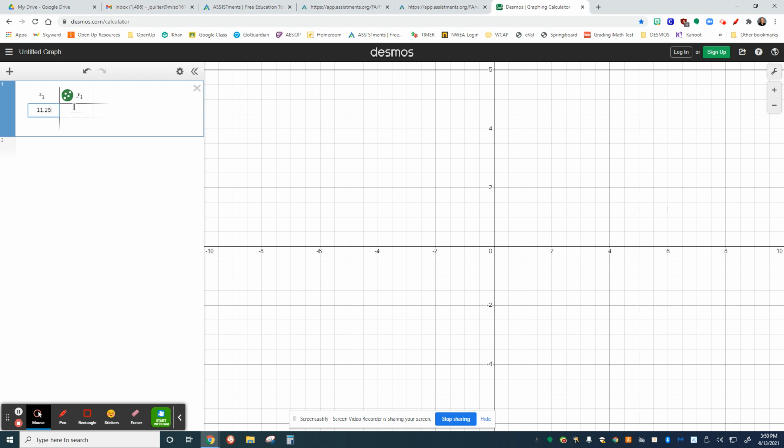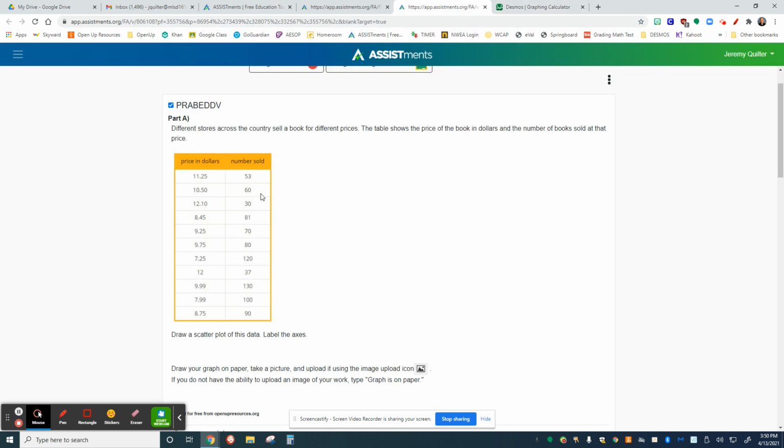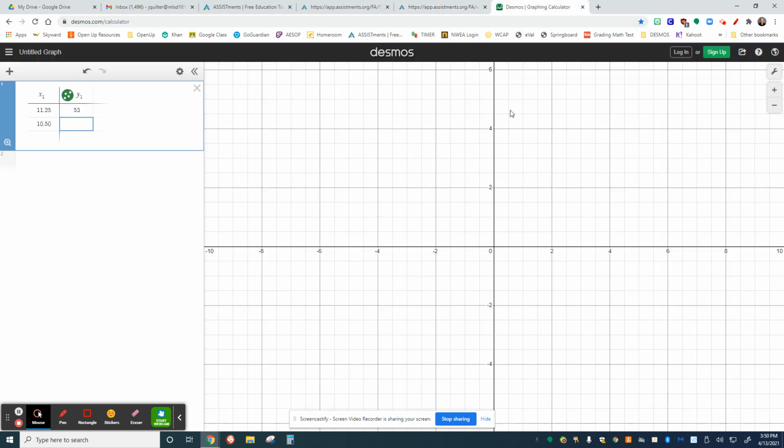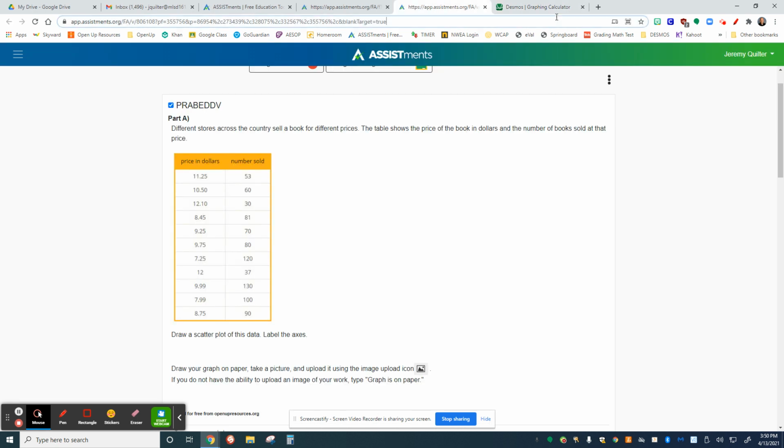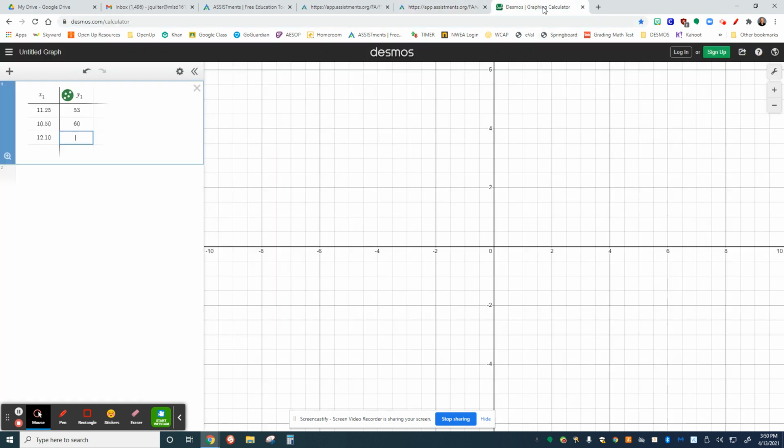So we have $11.25. They sold 53 books. And what I'm pressing is tab each time I want to go from box to box. The next store sold 10.50, for 10.50, press tab. They sold 60 books. The next store sold $12.10, and they sold, I think it was 30 books. Next one was $8.45, and they sold 81 books.